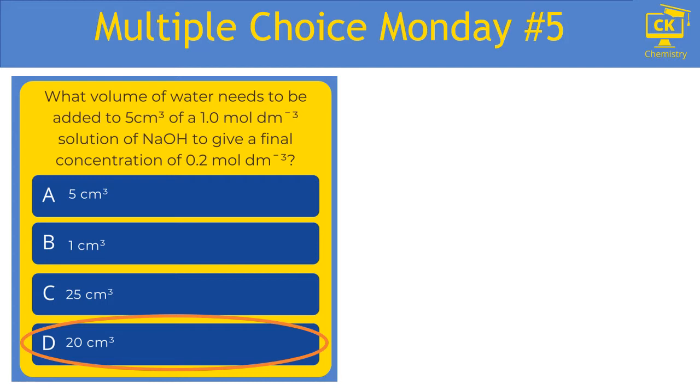Now, we could do a really long calculation and work out moles from moles per dm cubed and volume, and then work out the volume from moles and concentration. But actually, the easiest way to do this is to just look at the ratio of how much we need to dilute the solution by. We can sometimes call that the dilution factor. How many times more dilute am I making the solution?